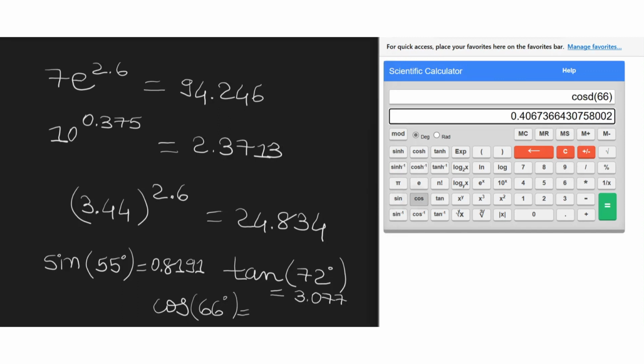Then cos 66 degree. My calculator is set in degree mode only. 66, then press the cos sign. So we get this as 0.4067.